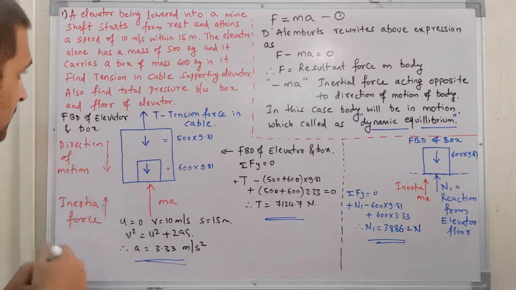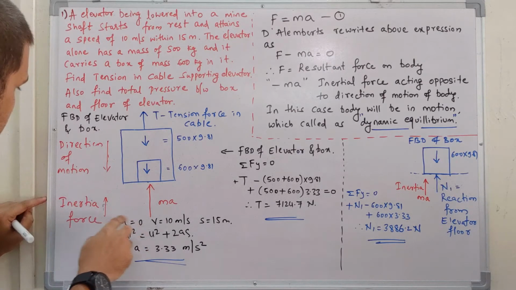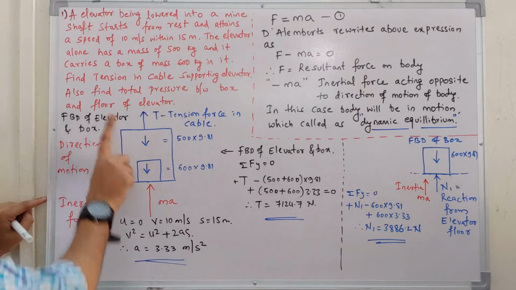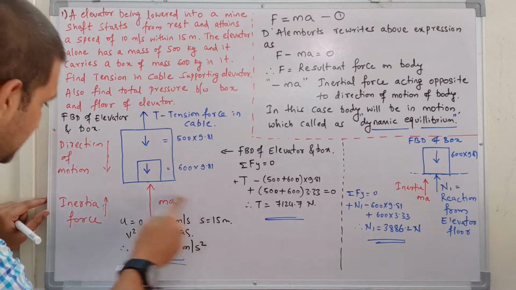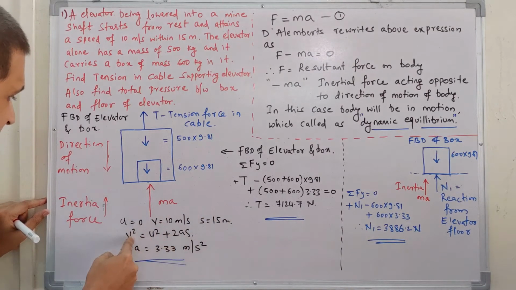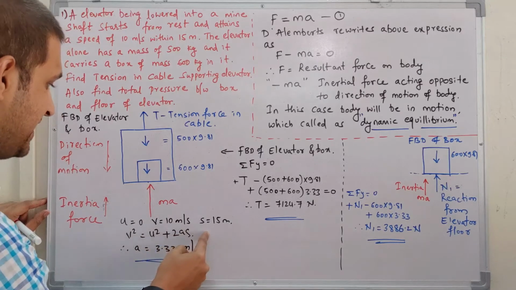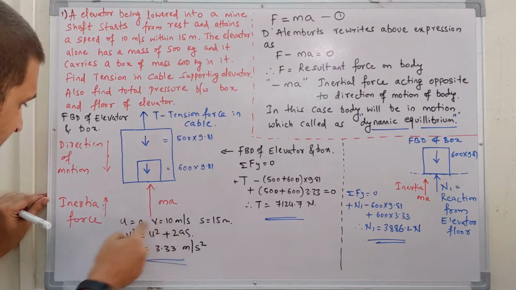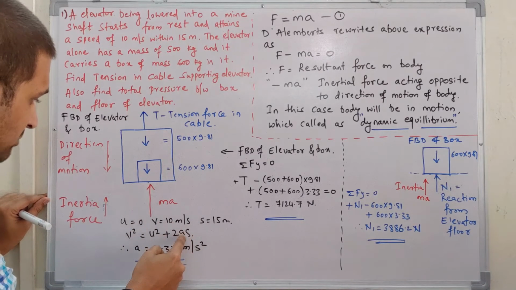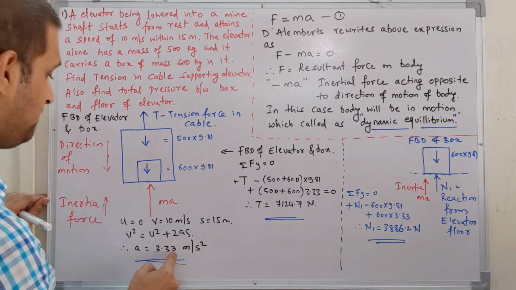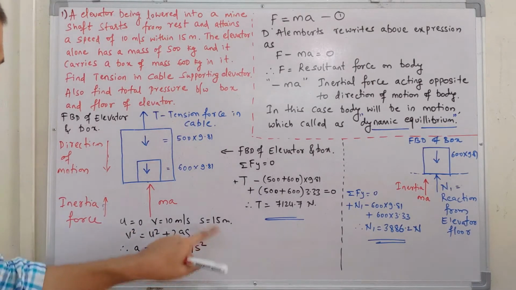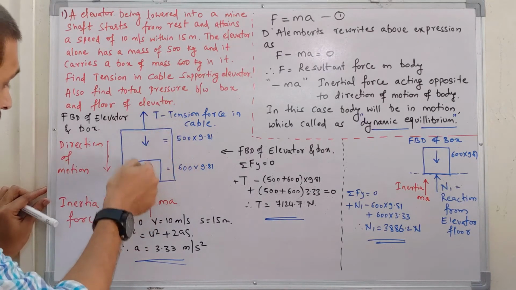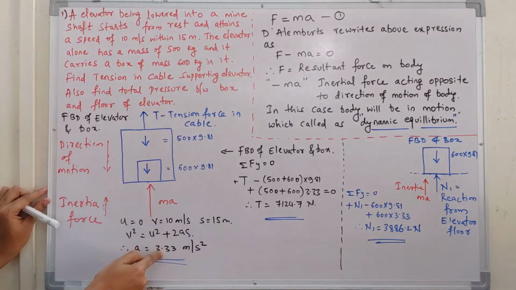Now when it is moving down, your inertial force will be acting in the upward direction. So now we'll take a very basic equation. These are the given data which you have already seen. That is V square is equal to U square plus 2AS. Substituting U is equal to 0, V is equal to 10, S is equal to 15 meter, you will get the value of acceleration as 3.33 meter per second square. You can substitute and cross check this value. It means the elevator along with the box is moving downward with this much acceleration.